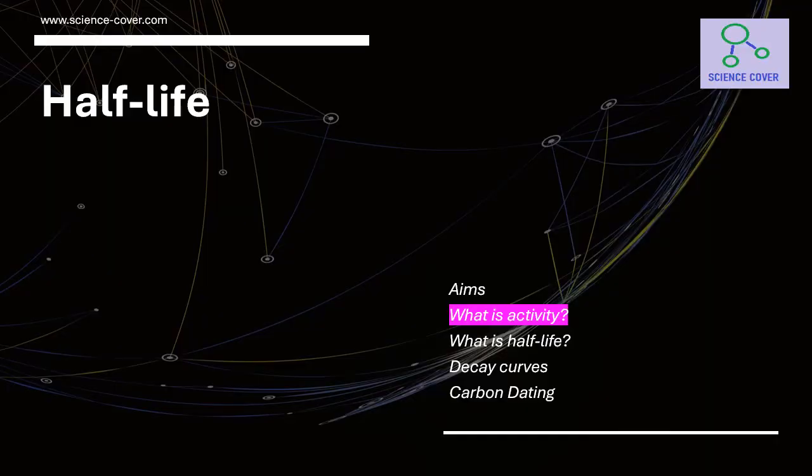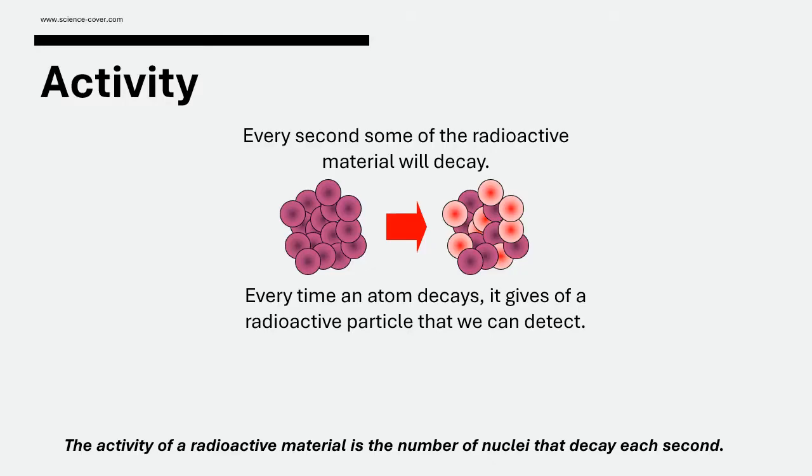Let's start by looking at what we mean by activity. When a radioactive material decays, the atoms of which it's made change into a new element. So every time one of these atoms decays, it'll become a new element and it'll give off an alpha or beta or gamma particle, and we'll be able to detect that. The number of times that this happens in a second is called the activity. So the activity of a radioactive material is just the number of nuclei that decay each second.